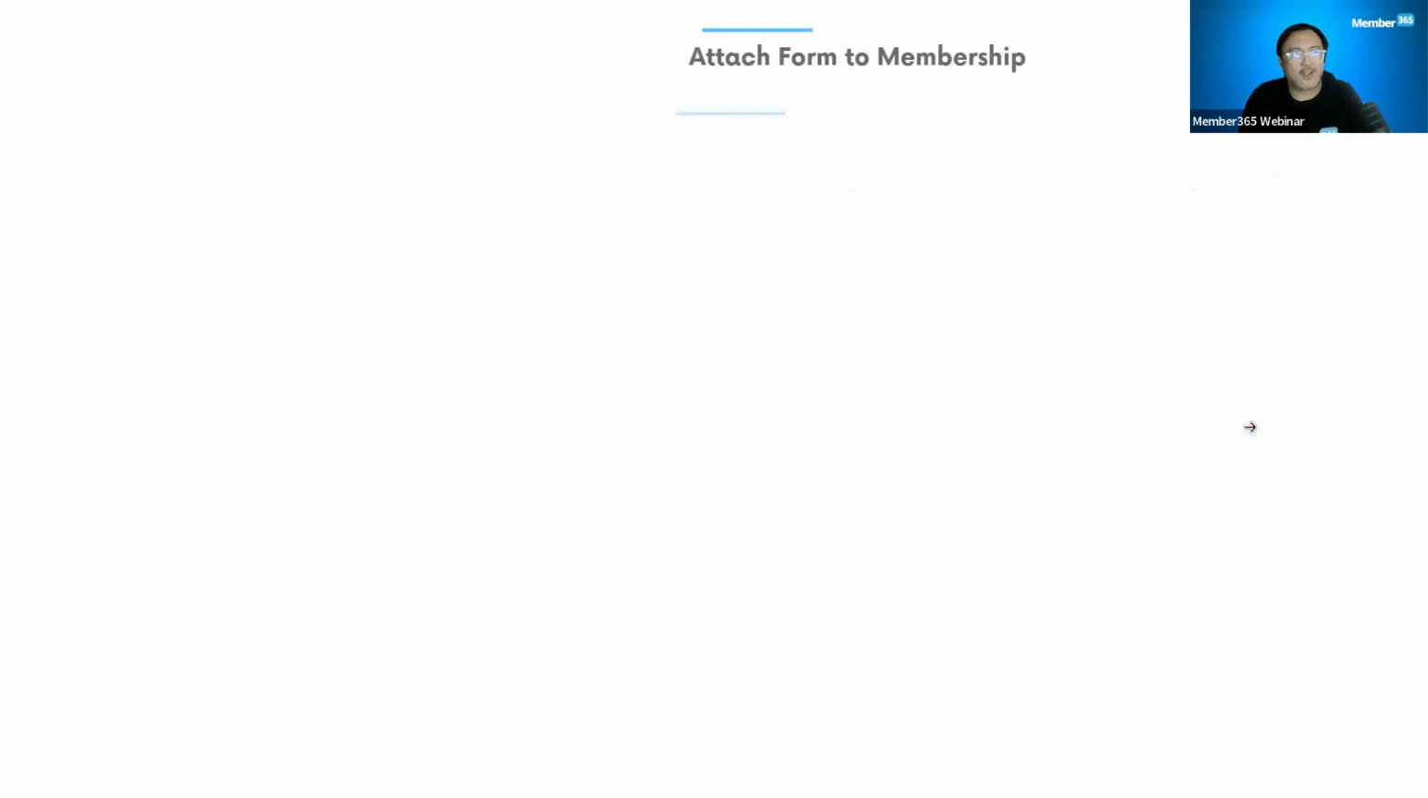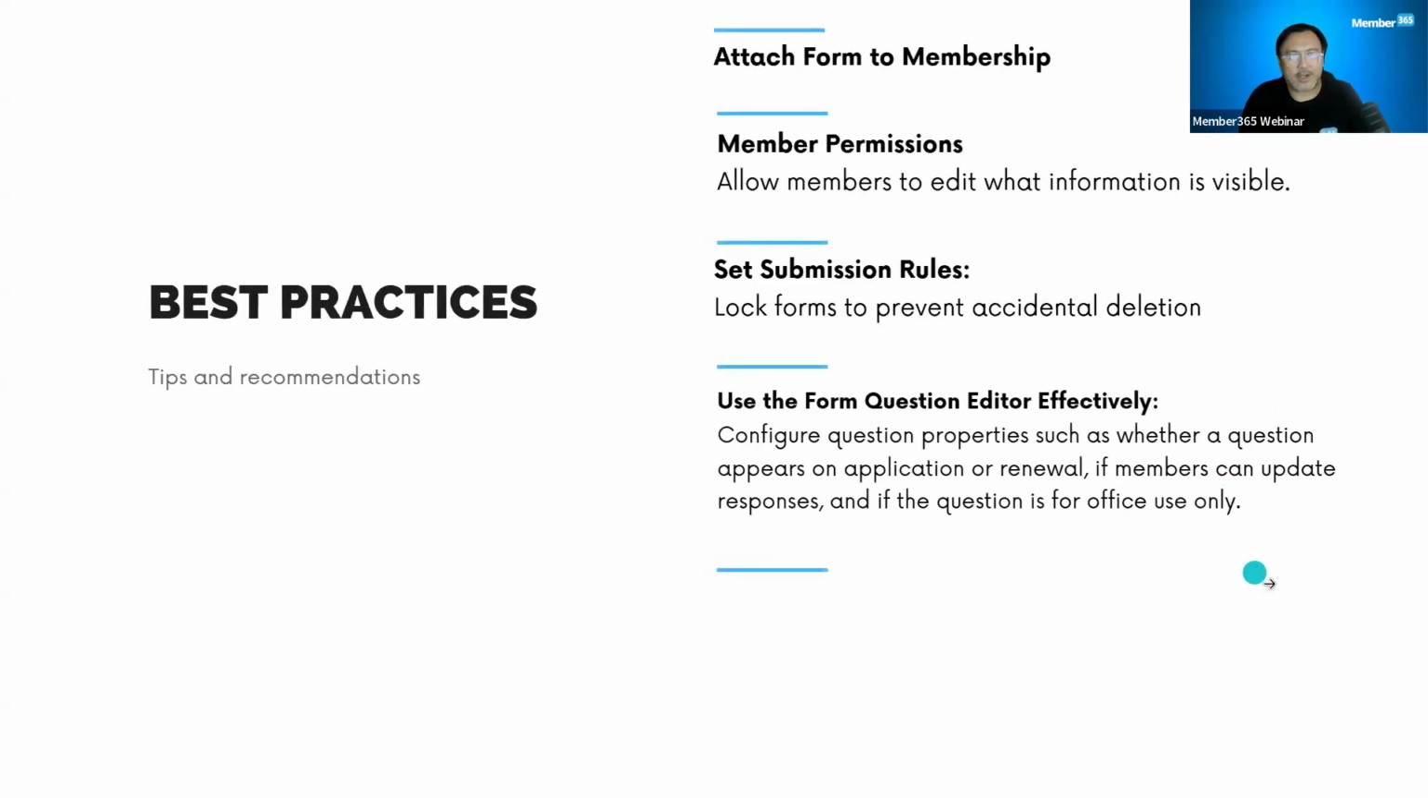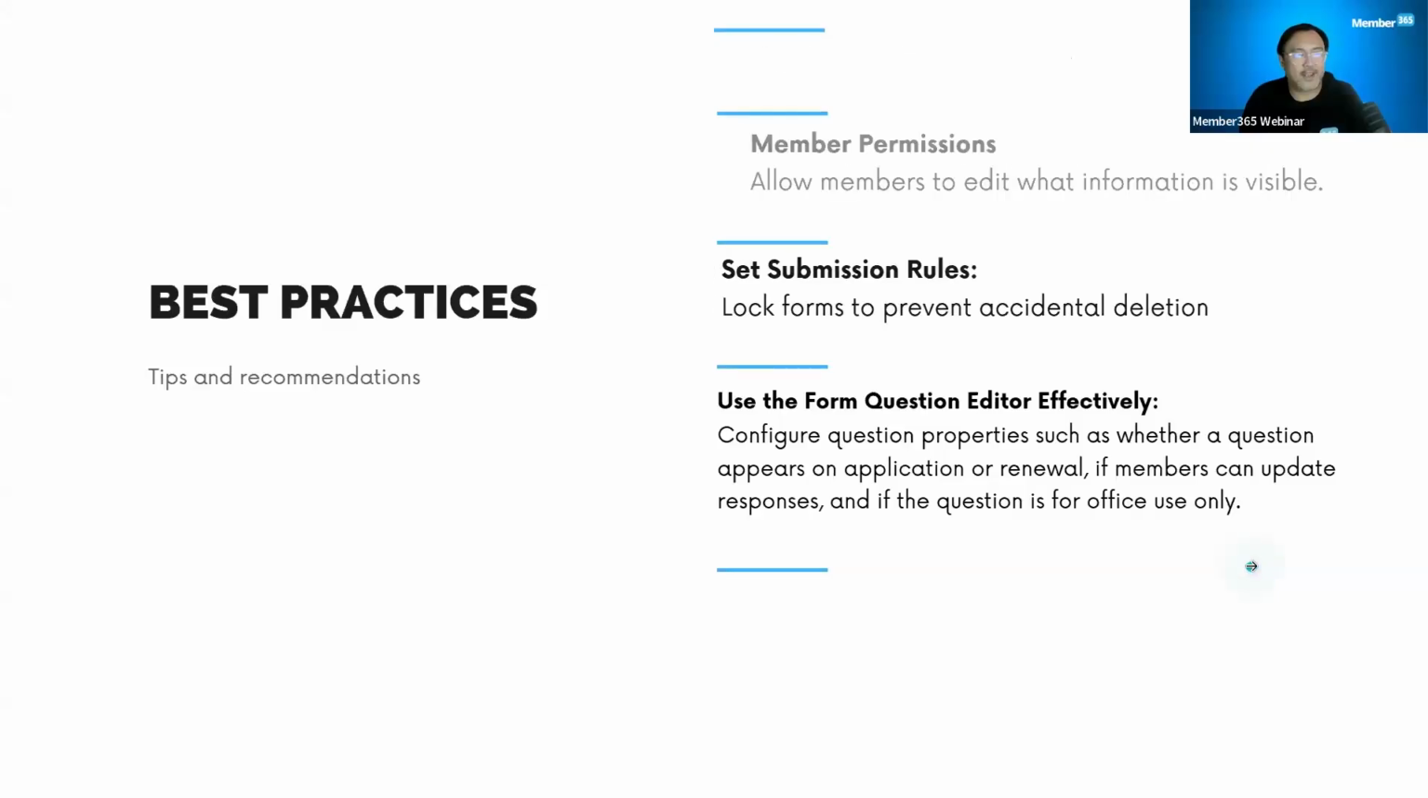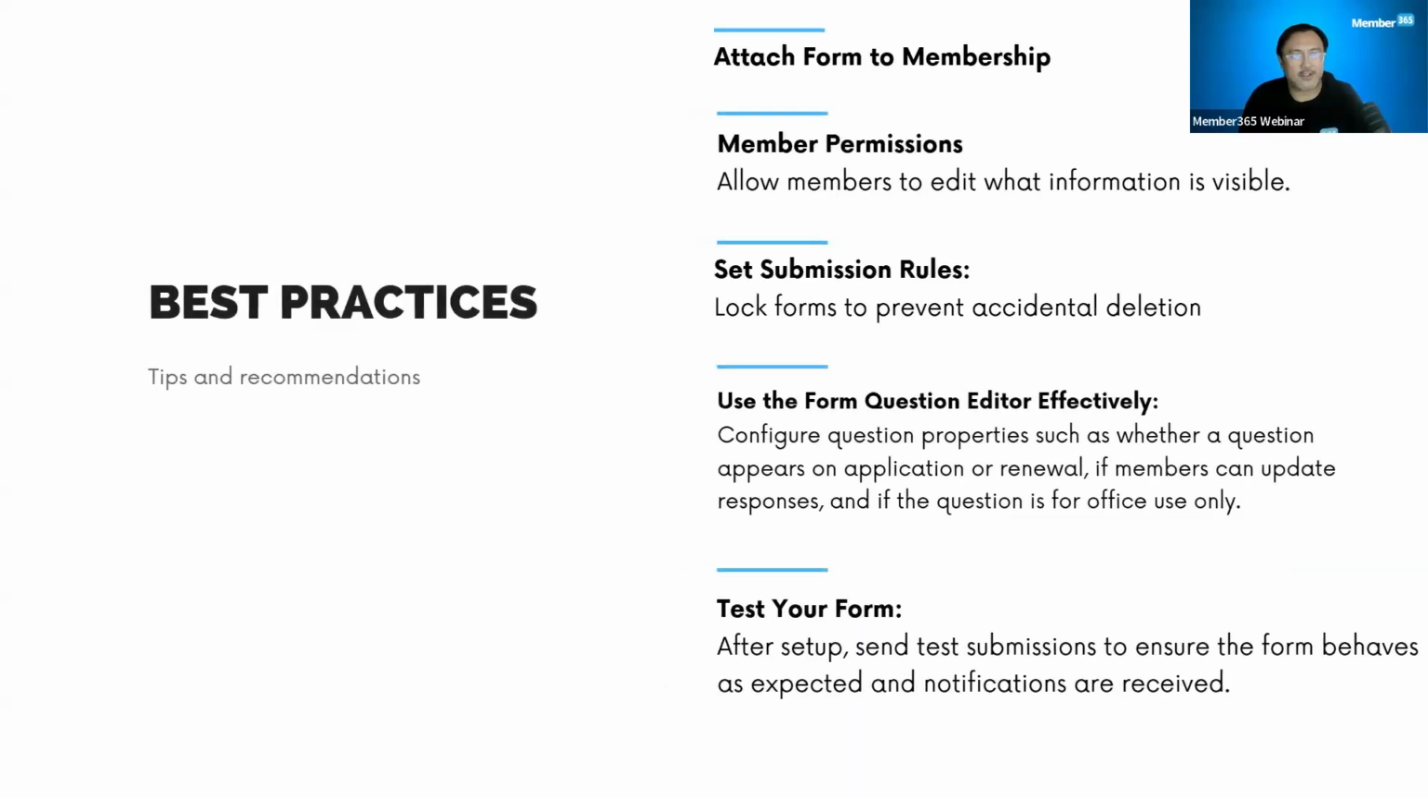A fourth best practice is use the form editor effectively. Configure question properties such as whether a question appears on application or renewal, if members can update responses, and if the question is for office use only. We've discussed that in the properties section. Say it's just for office use only, you can uncheck renewal, uncheck application, and then just check office use only, meaning that specific question is just for the admins to update on the CRM profile of a contact.